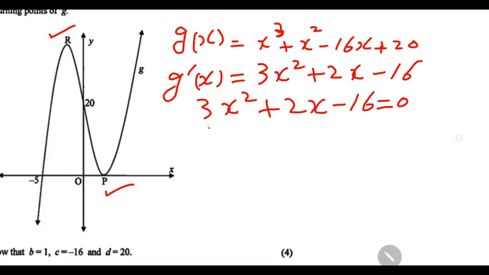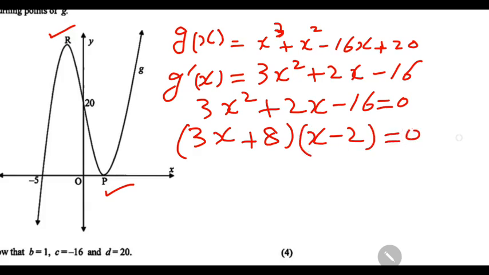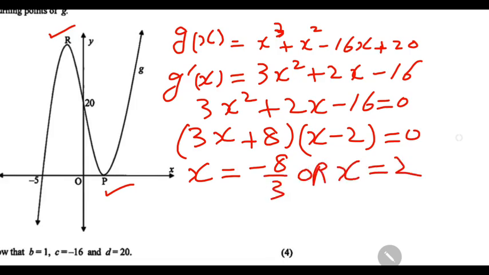Now I need to factorize. So 3x plus 8, after I factorize, x - 2 is equal to 0. If you can't factorize, then you can use the quadratic formula. Therefore the x value is going to be equal to -8 over 3, or this side is going to be x is equal to +2. So we got the x values of the turning points.